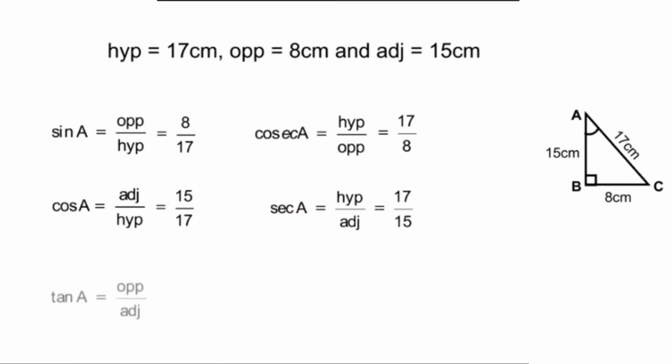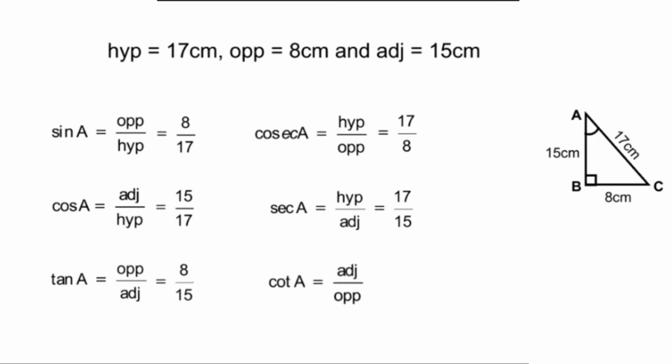Next, the tan A is defined as opposite side by adjacent side. So, the value of tan A is equal to 8 by 15. Next, cot A is defined as adjacent side by opposite side. So, the value of cot A is equal to 15 by 8.